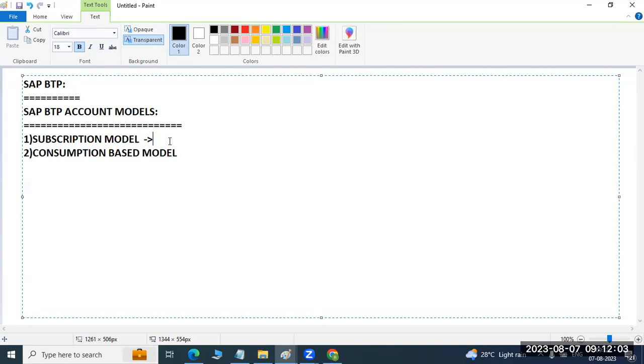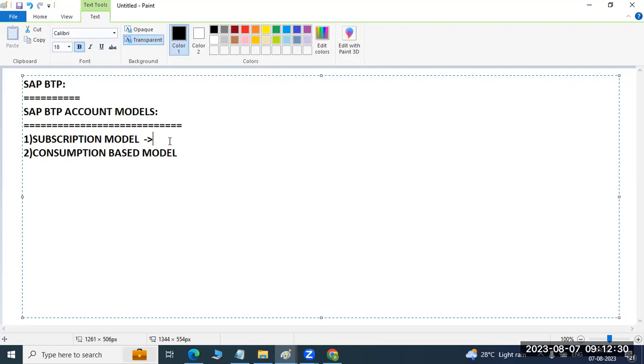Suppose you want to subscribe to only particular services, and use only those services. During your account request with SAP, they will ask you which model you require, subscription based or consumption based. Subscription means you are allowed to use only the subscribed services.